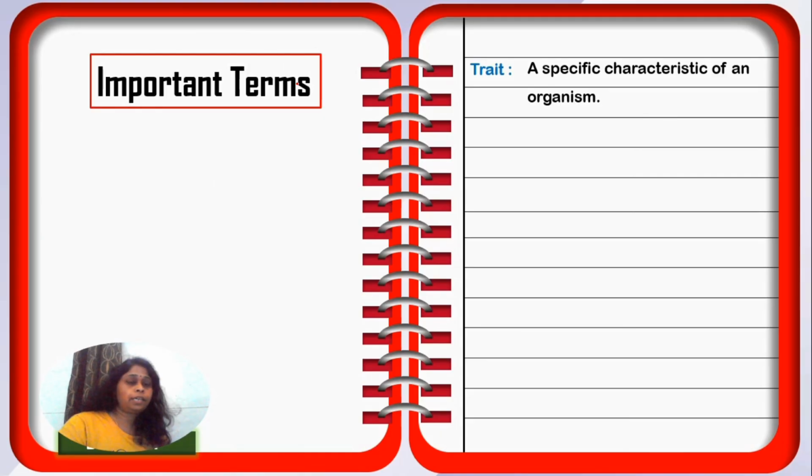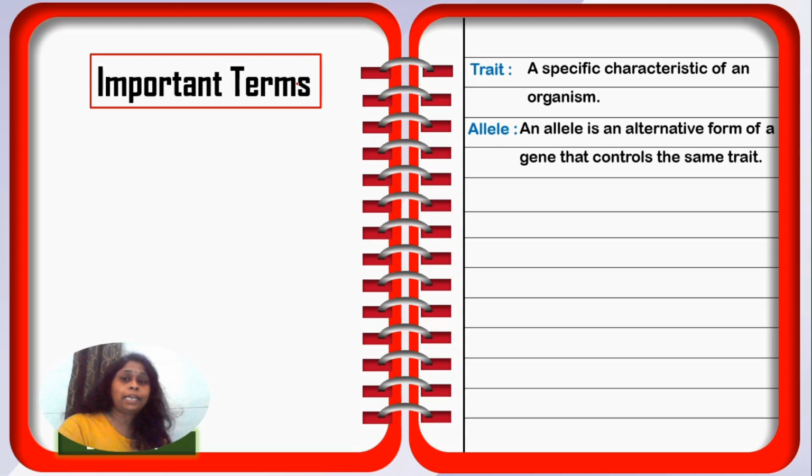Then what is a trait? As I said earlier, trait is the specific characteristic of an organism. Now, what is an allele? Allele is an alternative form of a gene that controls the same trait. Or we can say that allele is the different version of the same gene.